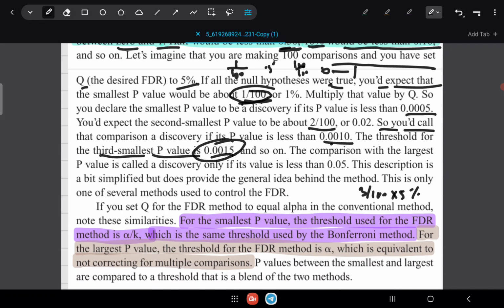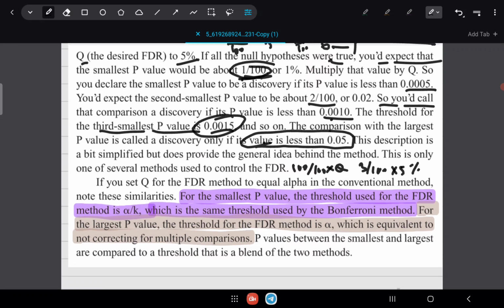And the threshold for the last p-value will be 100 by 100 into q, because you expect the last p-value, the largest p-value, to be 100 by 100. You expect it to be 1. So you will multiply 1 with q, that is your 5%. So the threshold for the largest p-value will be 0.05, right? So this is the idea of doing correction with respect to FDR.